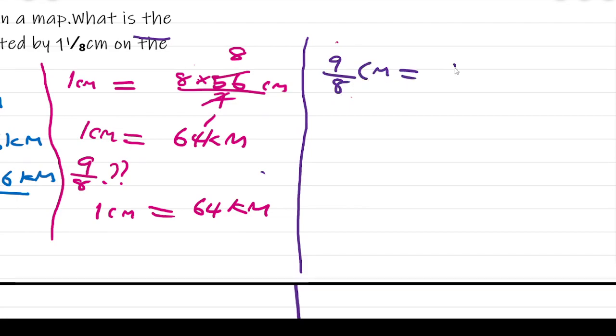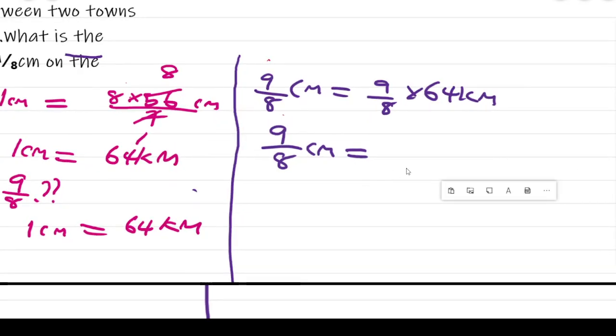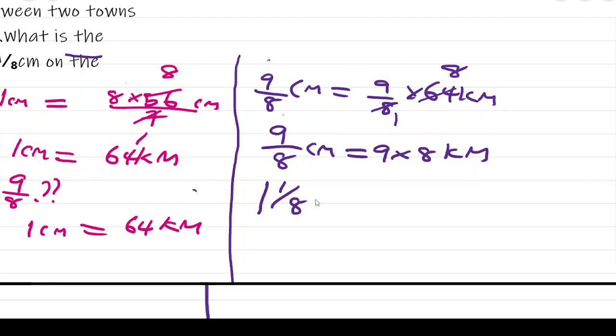centimeter will be 9 over 8 times 64 kilometers, and therefore 9 over 8 centimeter would be equal to, now here 8 here is 1, 8 into 64, of course 64 is 8 times 8, so this is 8, so this is 9 times 8 kilometers, and 9 times 8 is 72 kilometers. So 9 over 8 centimeter is actually equal to 72 kilometers on that very map.